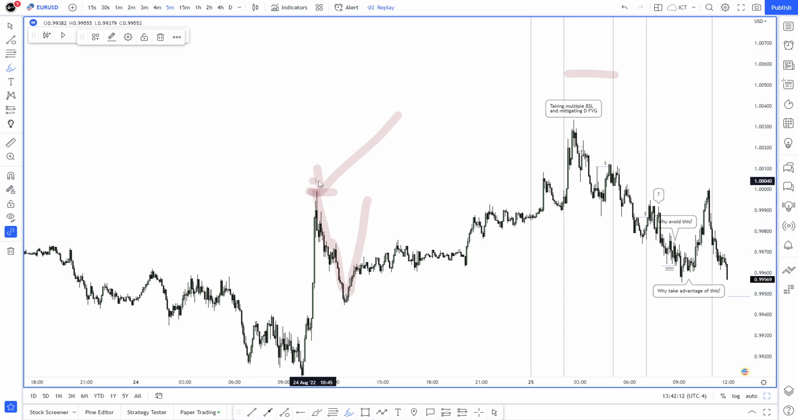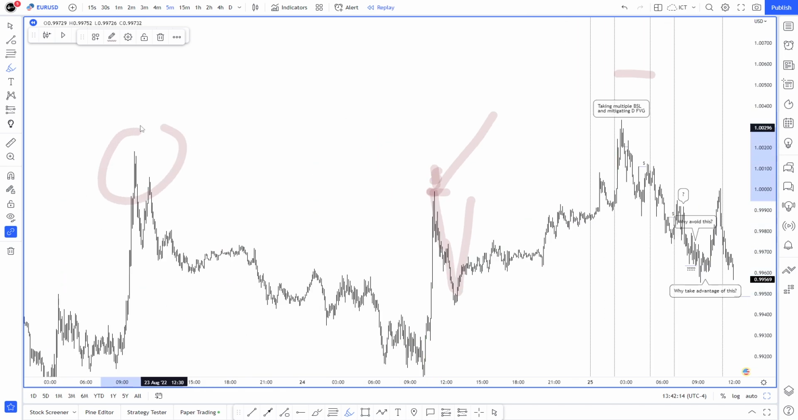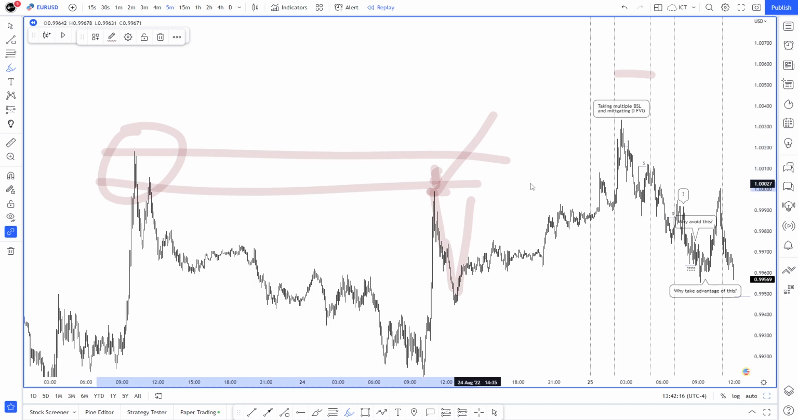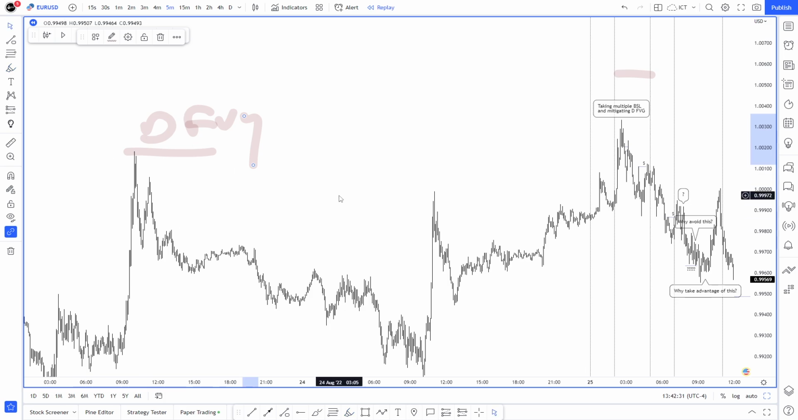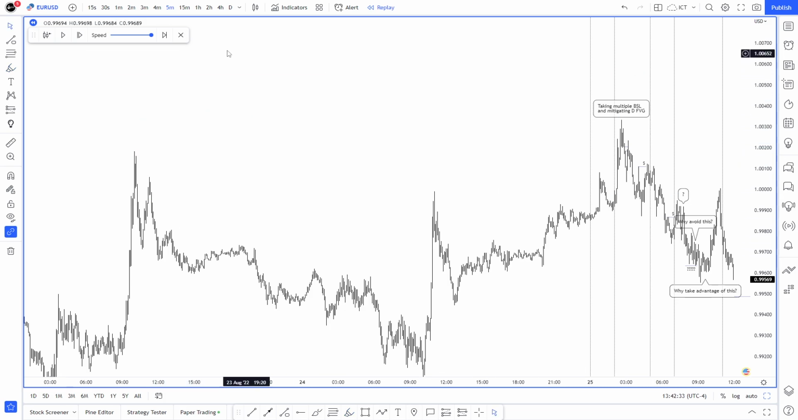The thing is that this high is just creating liquidity. If we look to the left, we have reasons to believe why this level could be respected, right? But it just ends up acting all as liquidity. That's why I say it's taken multiple buy-side liquidity and mitigated a daily fair value gap, which, if I remember correctly, was above this high, right? So daily fair value gap being mitigated in the meantime.